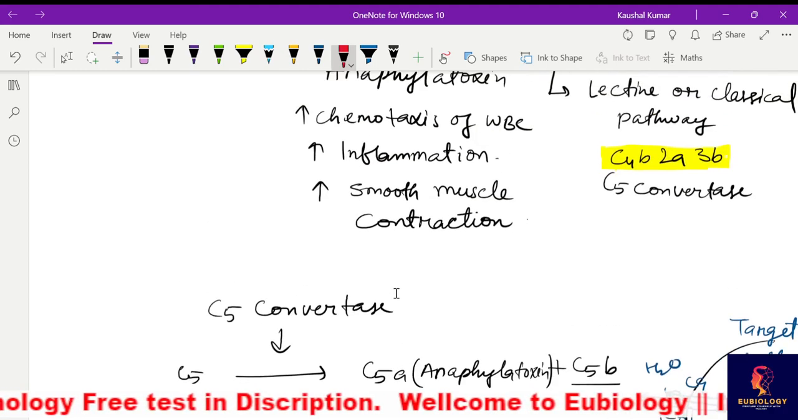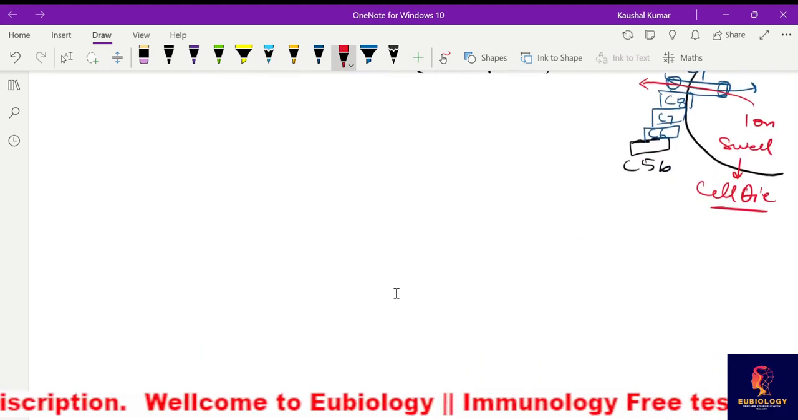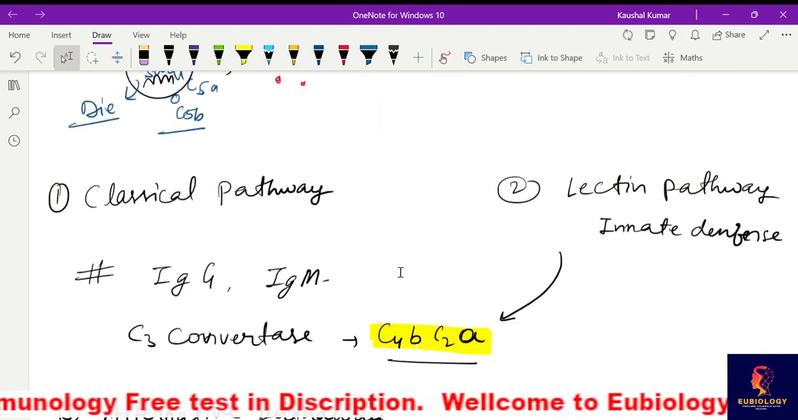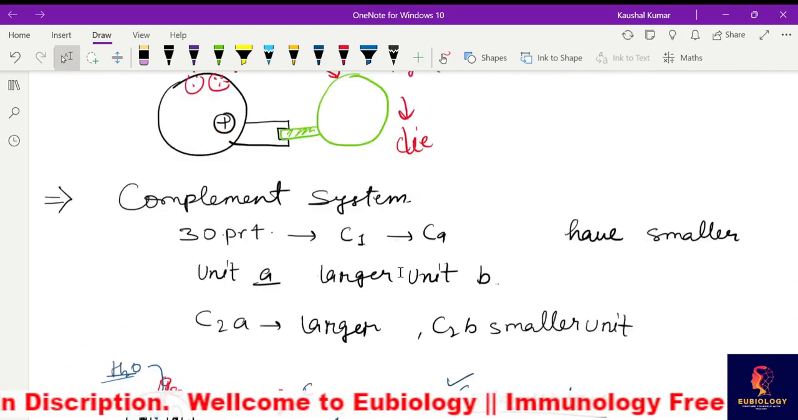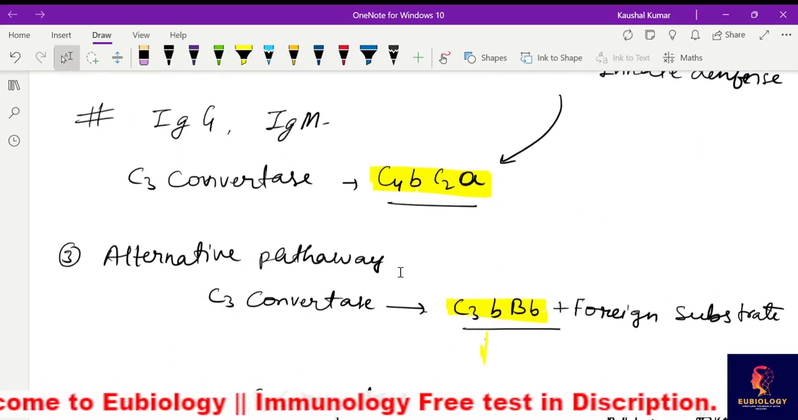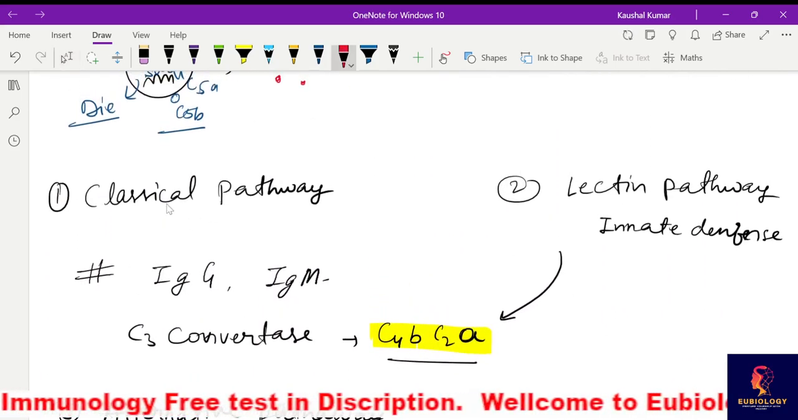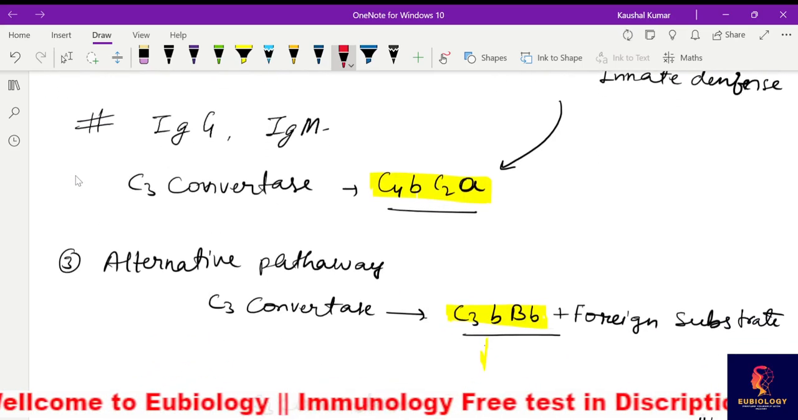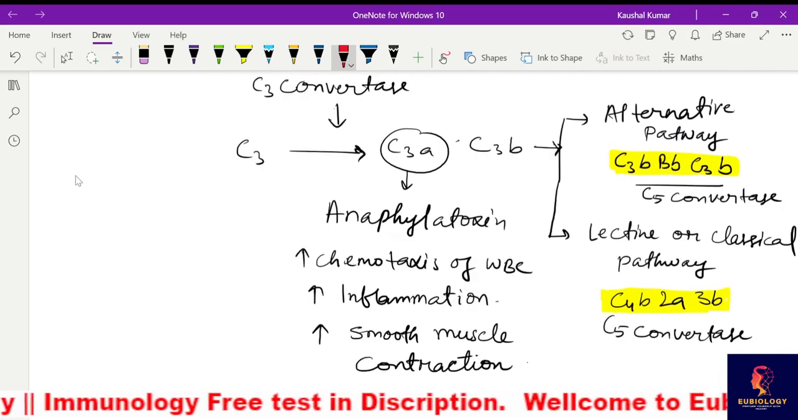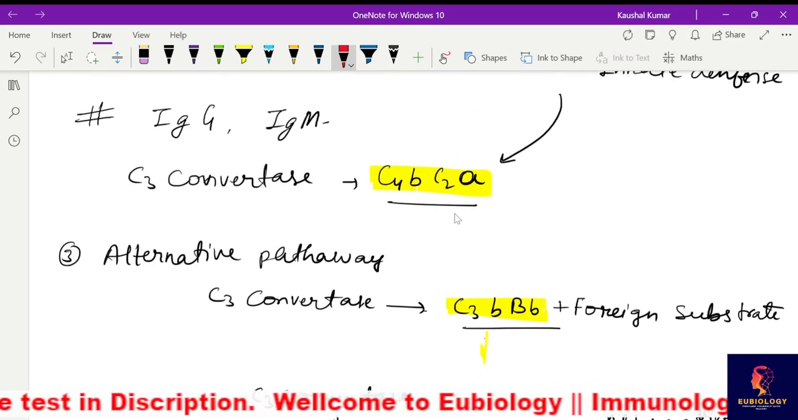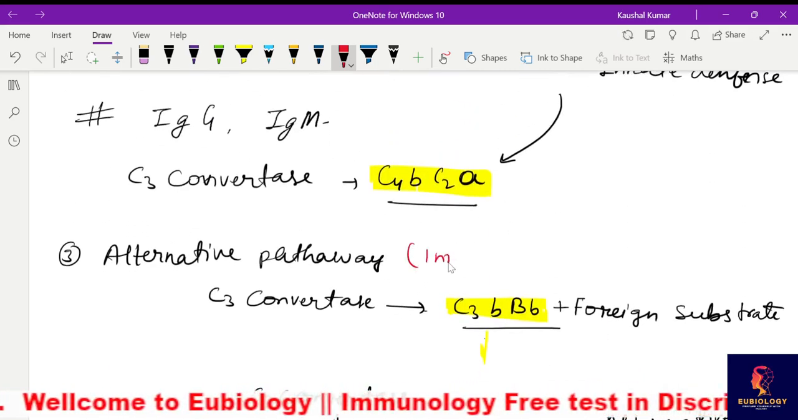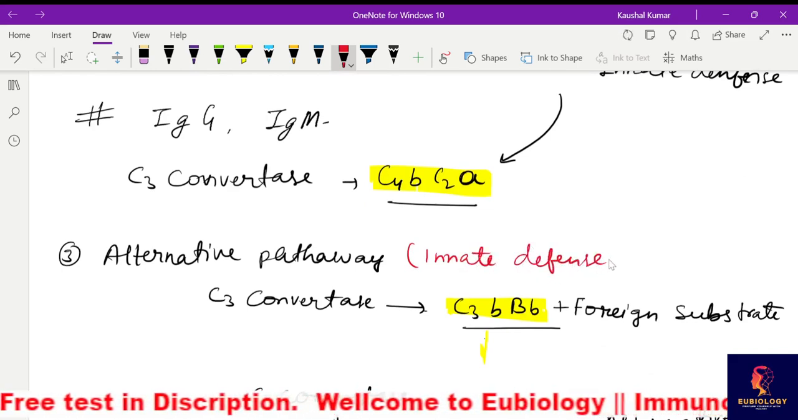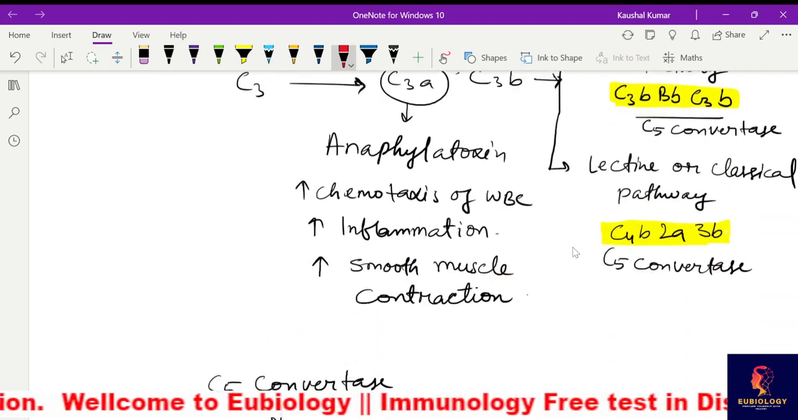Hope you understood the complement system. We didn't want to make you confused, so I tried to make you understand in the simplest way, and you can revise and go back. The important thing is that the classical pathway is like the adaptive pathway, and the alternative pathway and the lectin pathway are the innate pathways. You can write it here: this will provide innate defense.